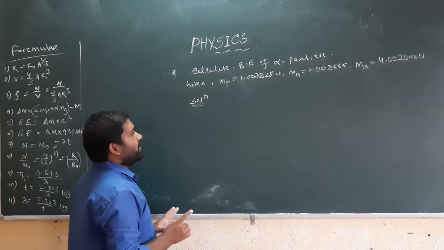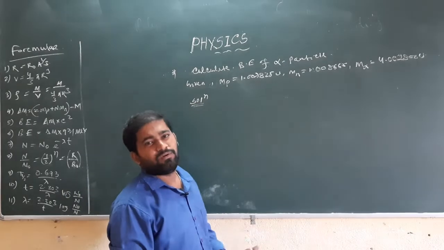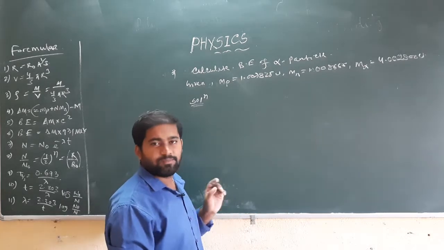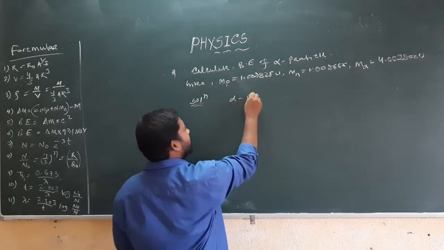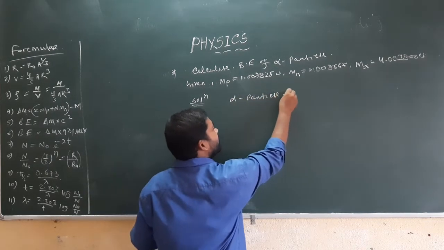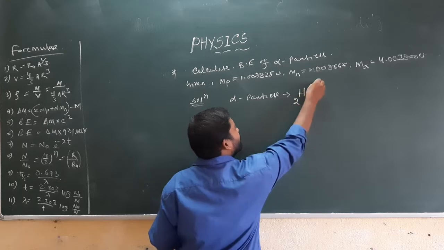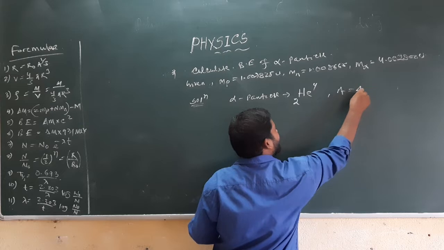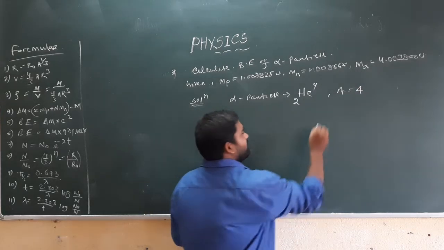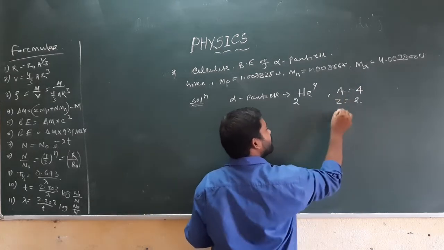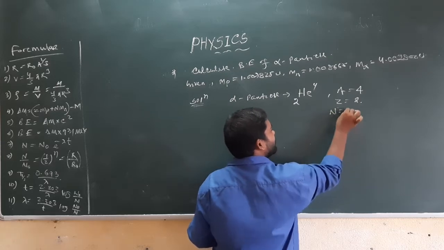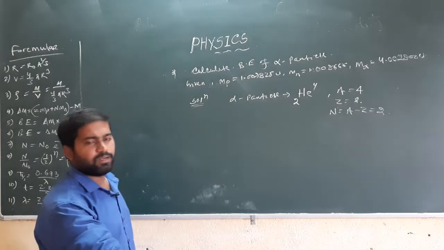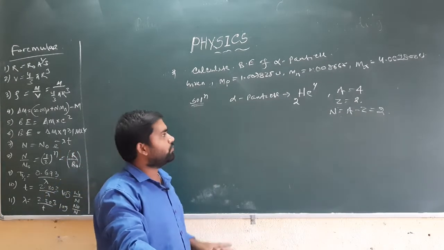First, what is an alpha particle? An alpha particle is a doubly ionized helium nucleus. So you can say alpha particle means He-4, that is, atomic mass number A equal to 4, number of protons Z equal to 2, and number of neutrons A minus Z, which is also 2. So one alpha particle contains 2 protons and 2 neutrons.